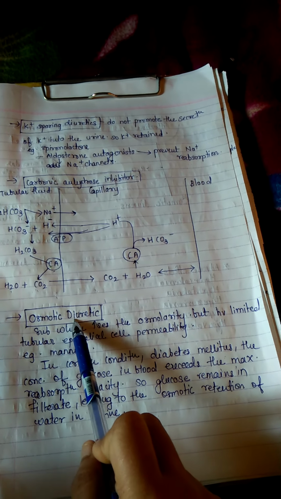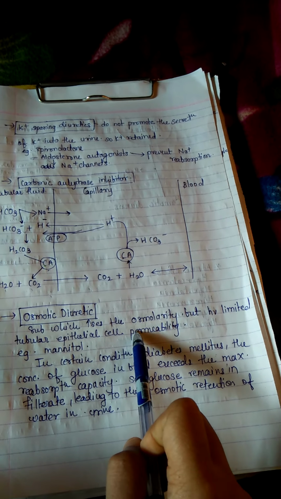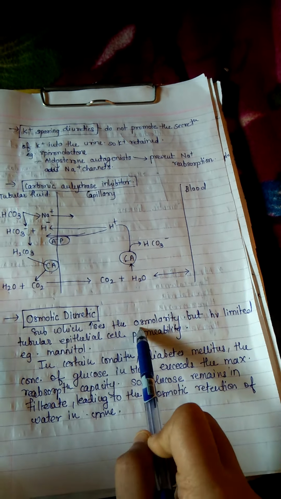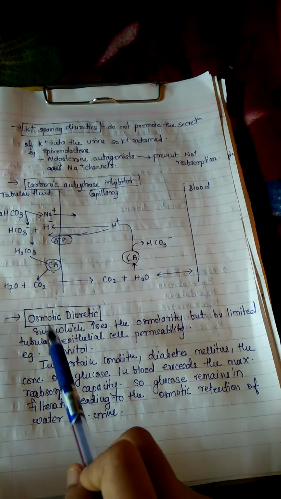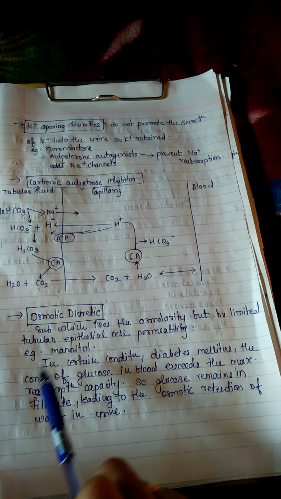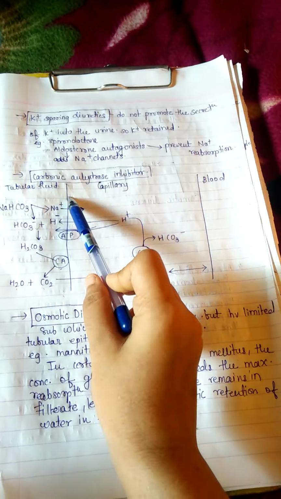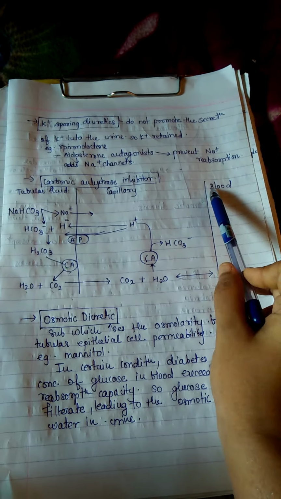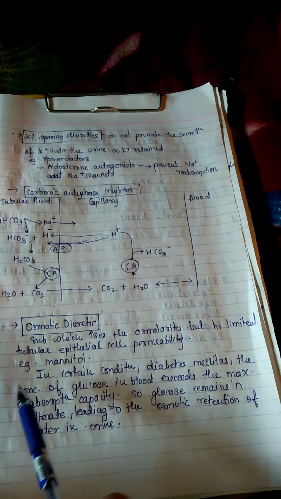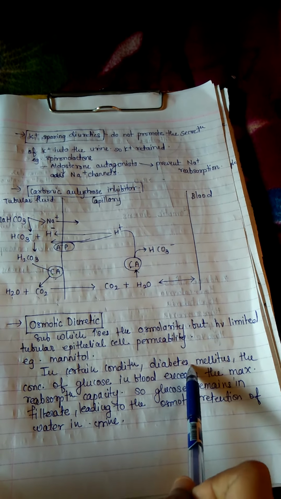Next is osmotic diuretic, substances which increase the osmolarity. Okay, these are the substances which increase the osmolarity, but they have one limitation, that is they cannot permeate the epithelial cell. Okay, tubular epithelial, over here epithelial cells are present. Example is mannitol.